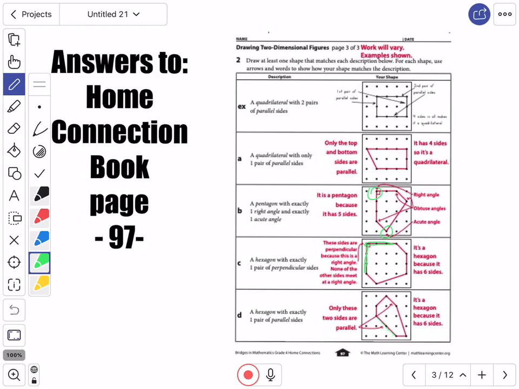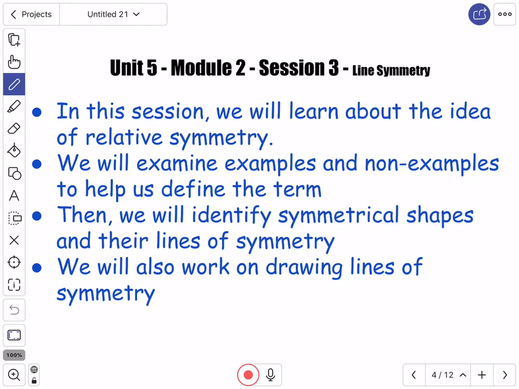And then for C, a hexagon with exactly 1 pair of perpendicular sides. So here are those perpendicular sides, which also again is that right angle. And then D, a hexagon with exactly 1 pair of parallel sides. So this side right here is parallel to this right here, okay? There you have some example answers. Yours might look a little bit different though.